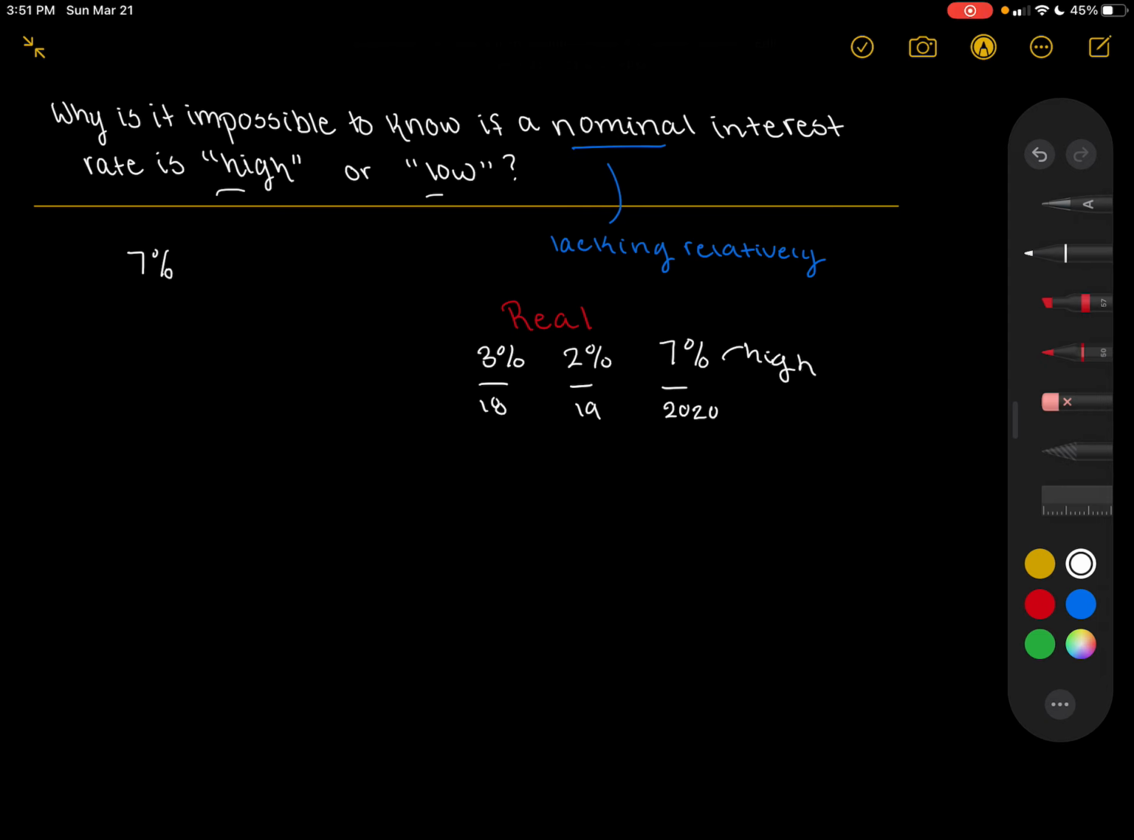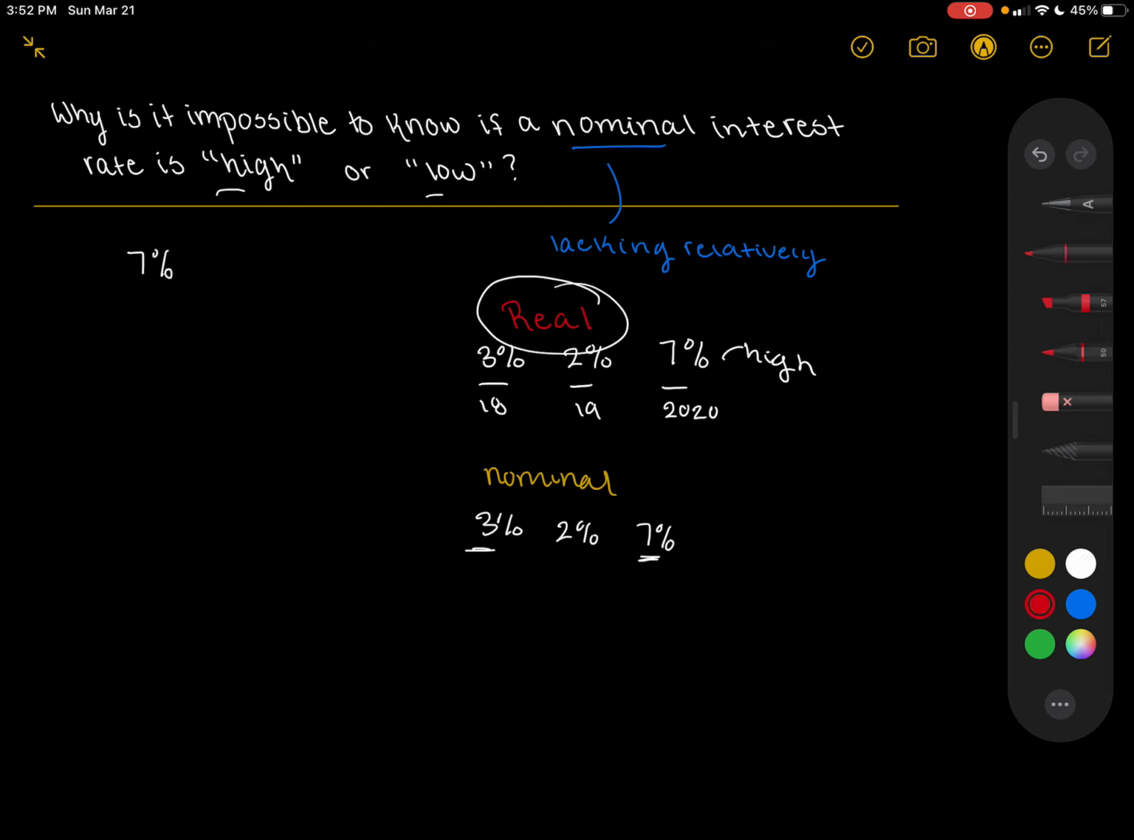But now if we were looking at only these nominal interest rates and say we were given the same values of 3%, 2%, and 7%, well, we don't know how this 7% actually compares to 2018's 3% because we don't know what changes have occurred, accounting for inflation and increases in the price level and things like that. So our real interest rates give us some sort of a baseline. And so this is why it would be impossible to know if a nominal interest rate is high or low.